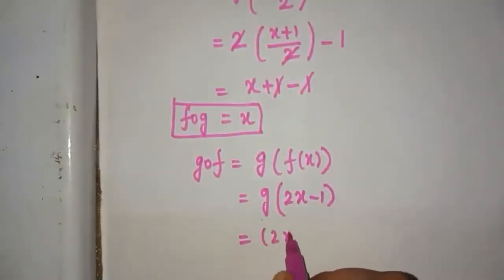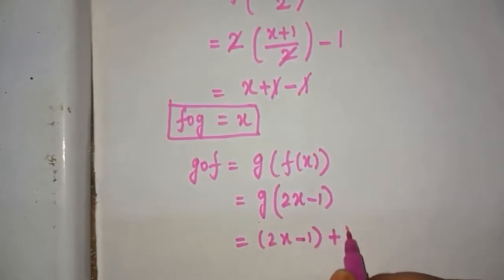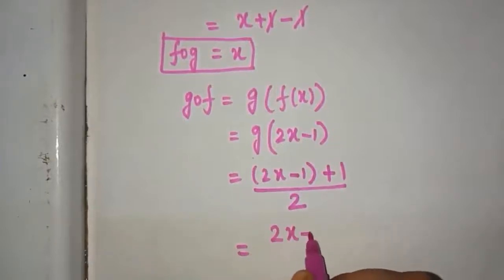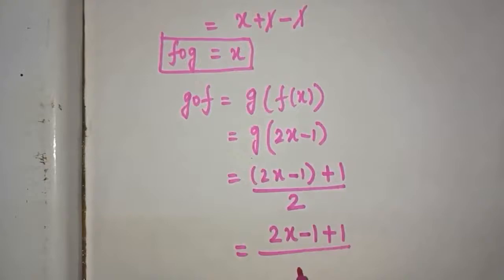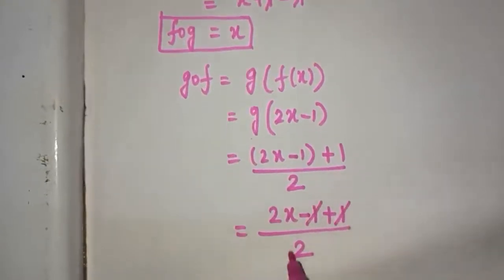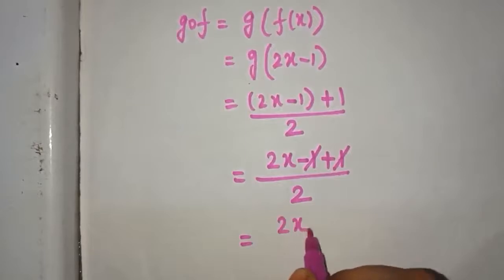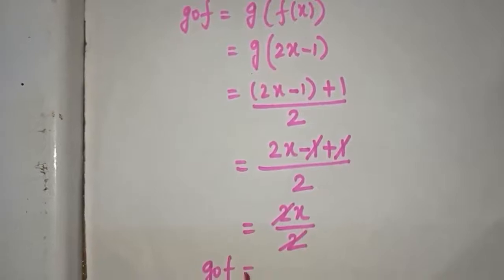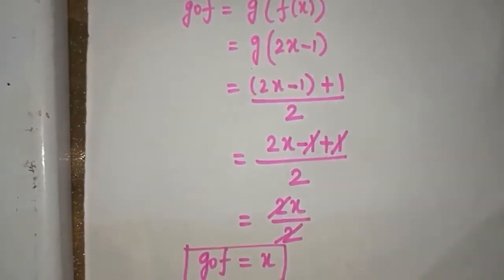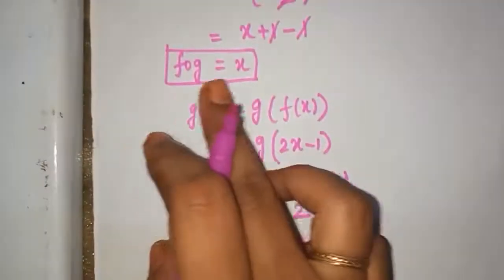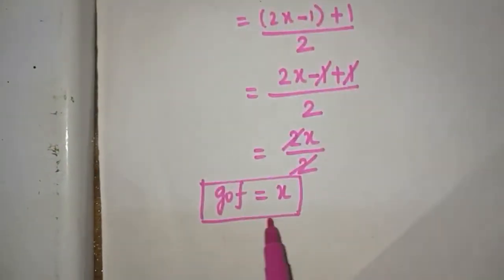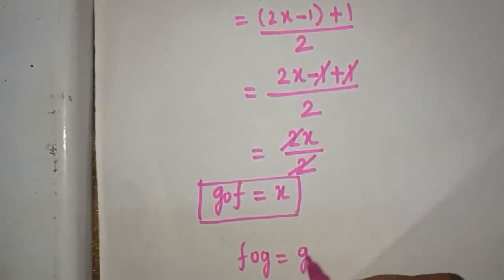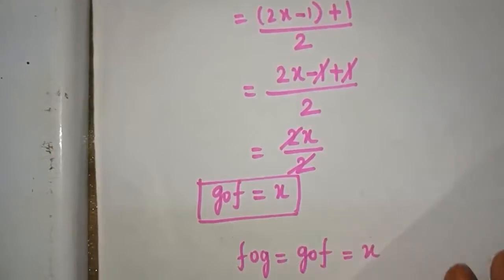So (2x minus 1 plus 1) divided by 2. Plus 1 minus 1 gets cancelled, which is equal to 2x divided by 2. So 2 gets cancelled. So g composite f is equal to x. So we can easily see that f composite g value is also x and g composite f value is also x. So we have proved that f composite g is equal to g composite f is equal to x.